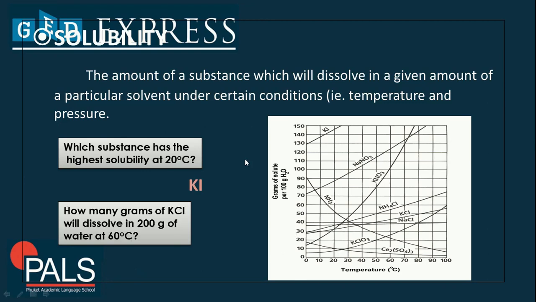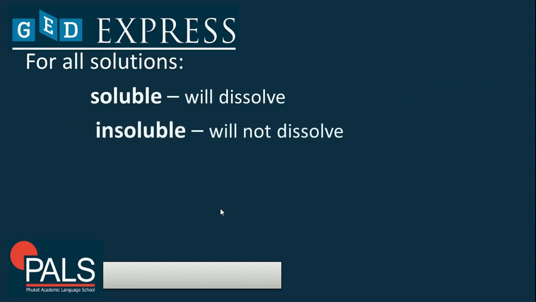And next, how many grams of potassium chloride will dissolve in 200 grams of water at 60 degrees Celsius? So 200 grams, that would be 90 grams. You're right. Now, for all solutions, we have soluble and insoluble. Soluble is technically the one which will be dissolved, and insoluble is the one which will not be dissolved.